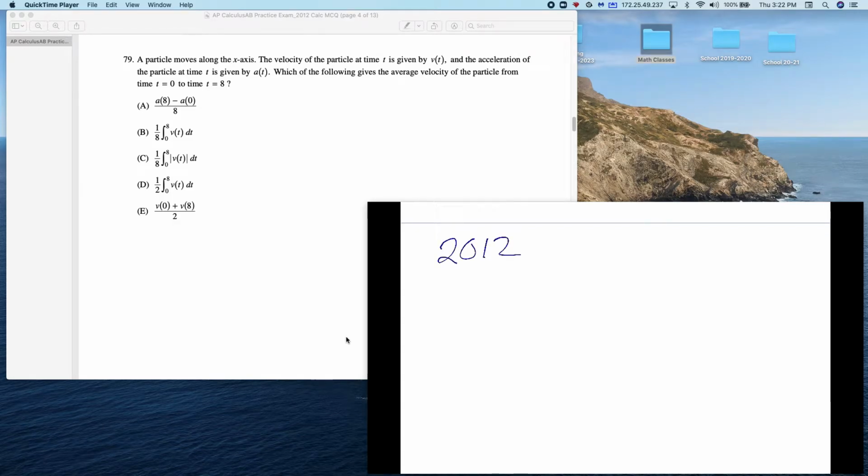2012 multiple choice questions, calculator. So the first one you asked me about was, let me get to it, I think it's number 79.